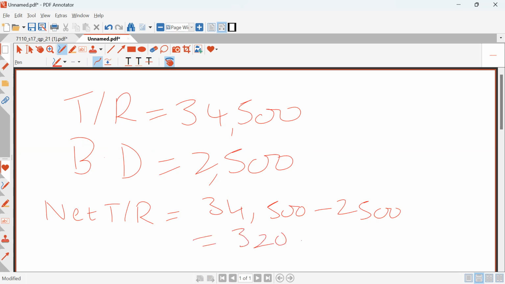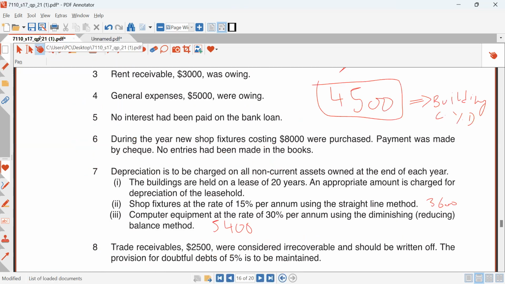and we will get 32,000. 32,000, this is the net trade receivable. We will multiply this by 5% to get provision for doubtful debt, which is the estimated value. 32,000 multiplied by 5%, we will get 1,600. 1,600 is going to be my provision for doubtful debt. So I know the value of net trade receivables. I know the value of provision for doubtful debt. And the current year's provision for doubtful debt is subtracted from the income statement, from the statement of financial position.